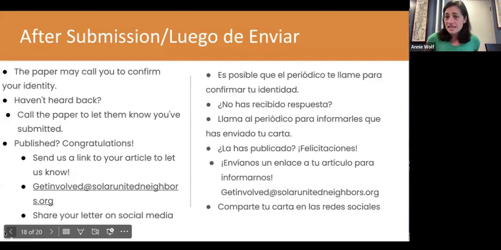So after you submit that letter and press the button submitting your letter to the editor to the paper of your choice, like Michelle said, the paper may call you to confirm your identity. They do want to make sure that who they're publishing is the person that actually submitted the letter and you are located in the area that they cover. If you haven't heard back, you can take a couple of actions. You can call the paper to let them know that you've submitted. There also may be contact information on the form that you can reach out to, whether that's phone or email, to directly see if they received your letter or to inquire about where you are in the queue and whether or not your letter might be published in the future.